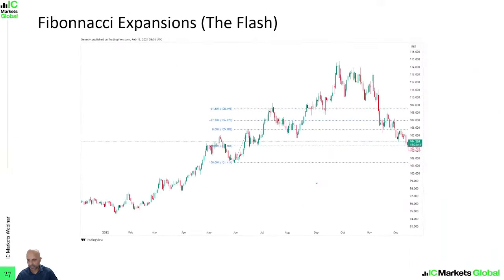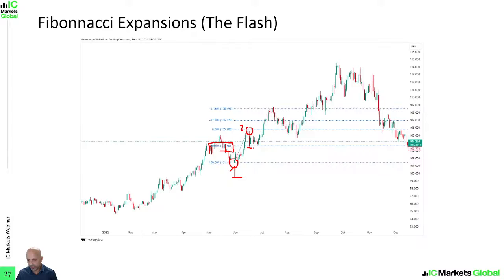Similarly, in this example here, we're going to be using the Fibonacci expansion levels to help us identify potential take profit for the long ideas. So we have started the retracement here from point 1, this swing low. We've ended the retracement at point 2, this swing high. Once again, we can see after making this swing high at point 2, price pulls back and it drops all the way down to the 50% Fibonacci retracement.